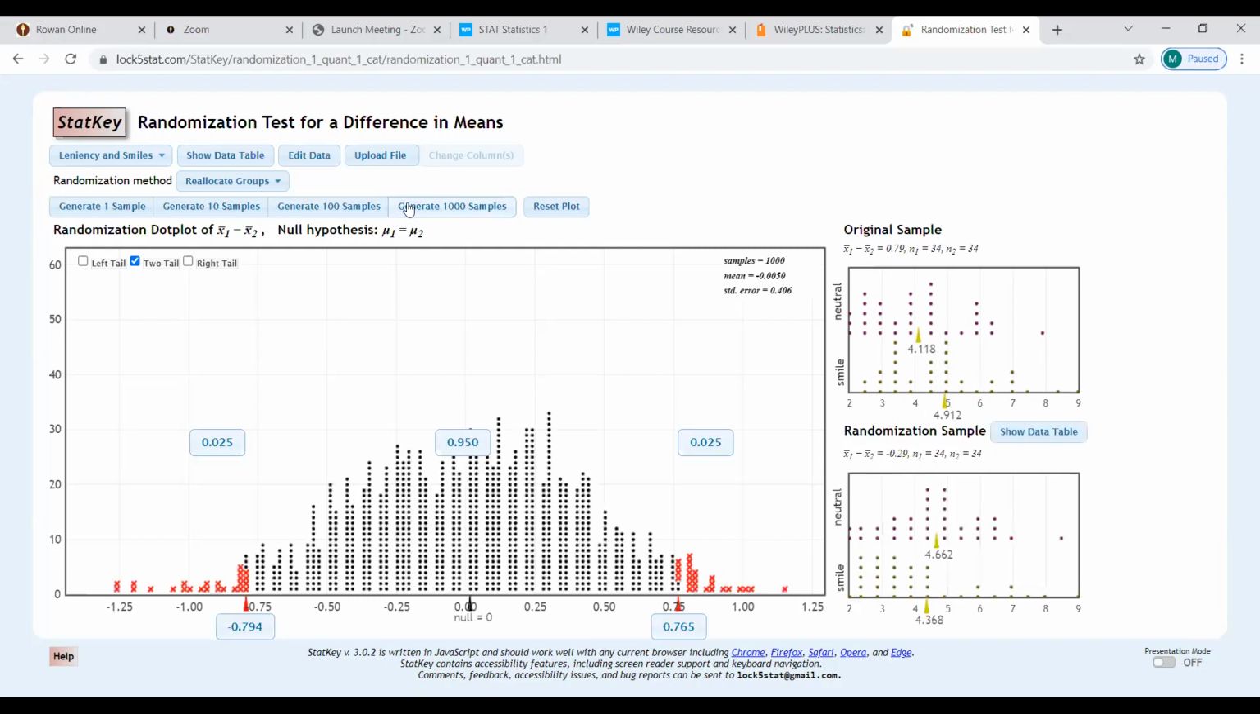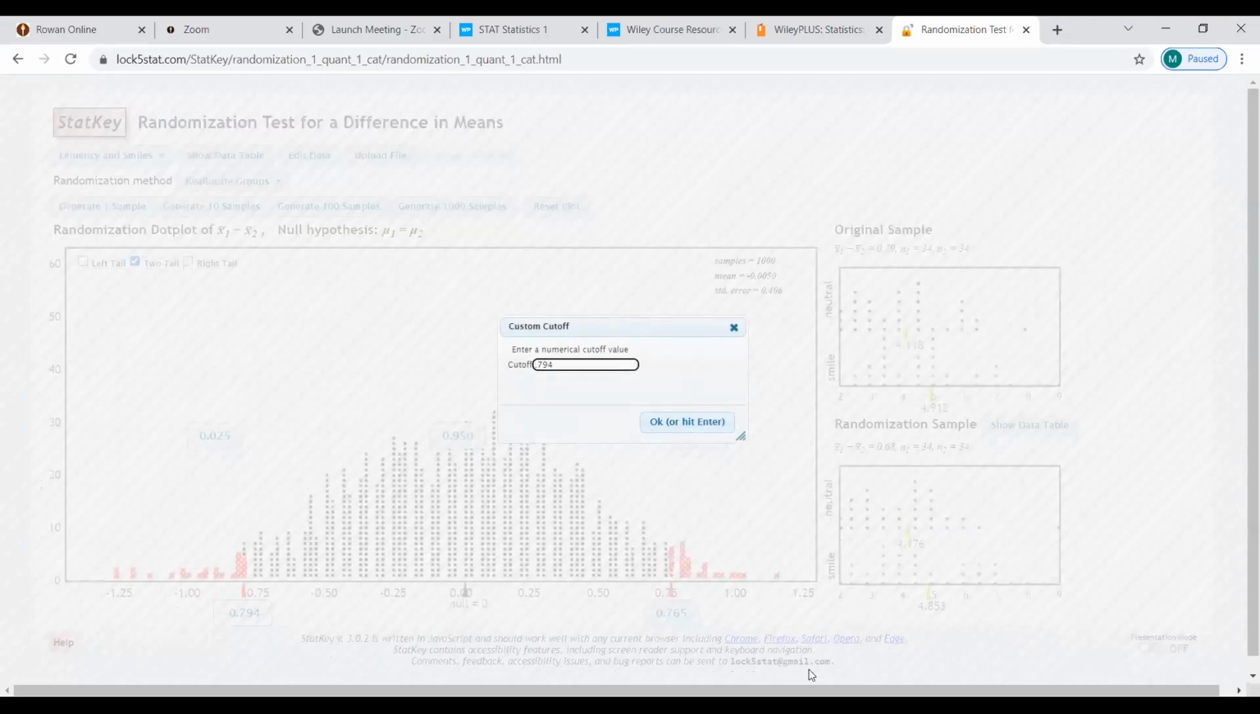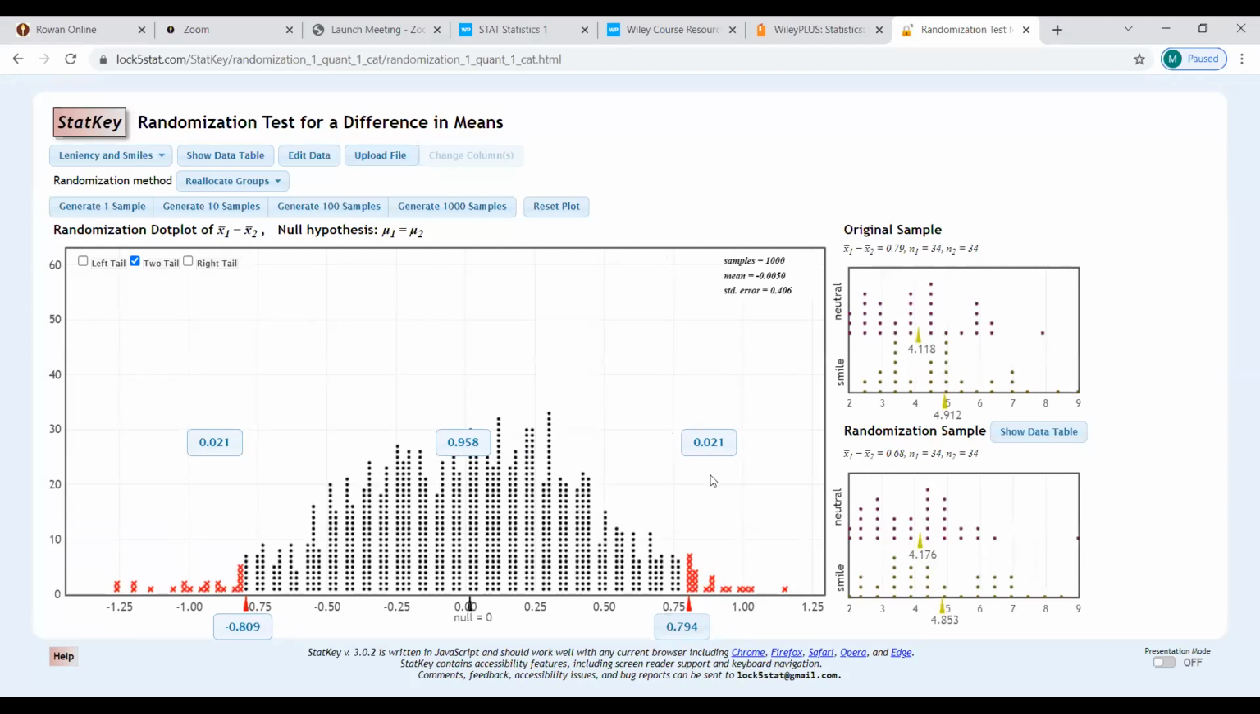Generate 1,000 samples. And then, because this is a positive difference between these two groups, 0.794, we're going to type that in here. 794. Click OK. And so this 0.021 is not the full p-value, because this is a two-tailed test. We need to multiply this number by 2. So 0.021 times 2 is 0.042, and that is the p-value.